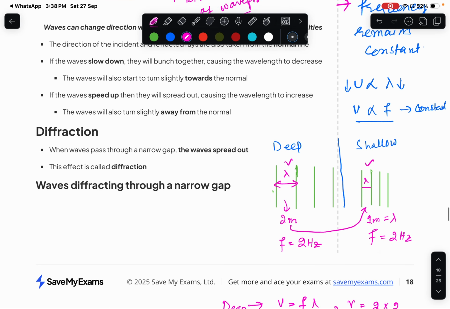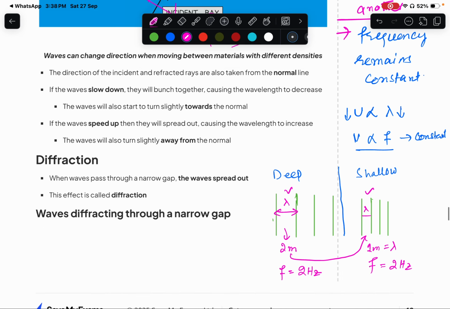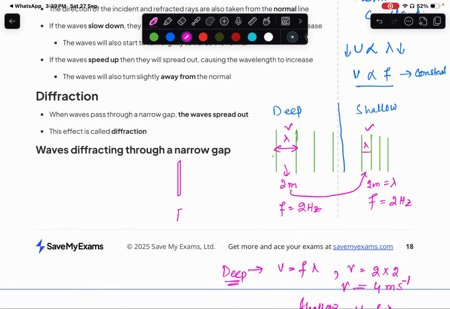Now, what is diffraction? The next property of the wavefronts. What would happen to the waves if they are passing through a small gap? Let's say there is an obstacle placed, a wooden plank or something placed in water, and there are two wooden planks. This barrier is not letting the water pass through it.